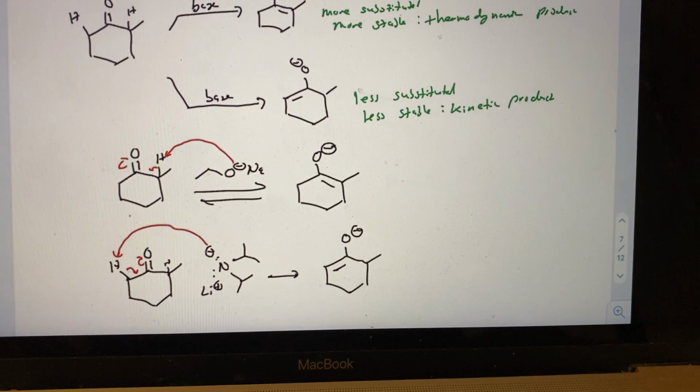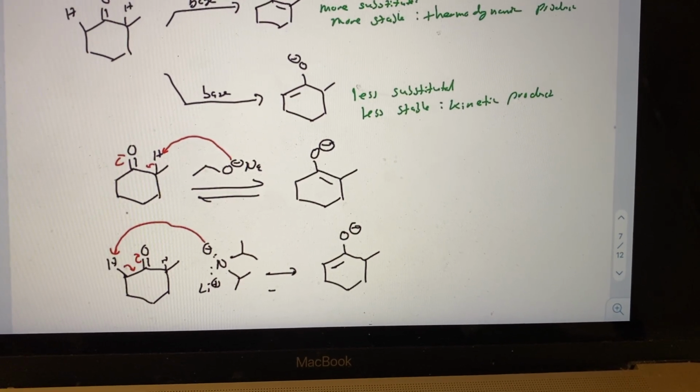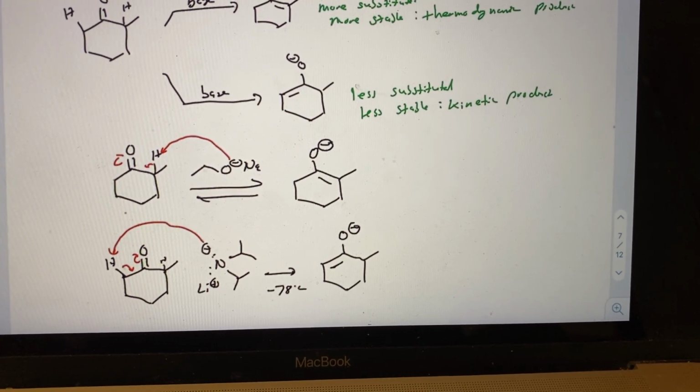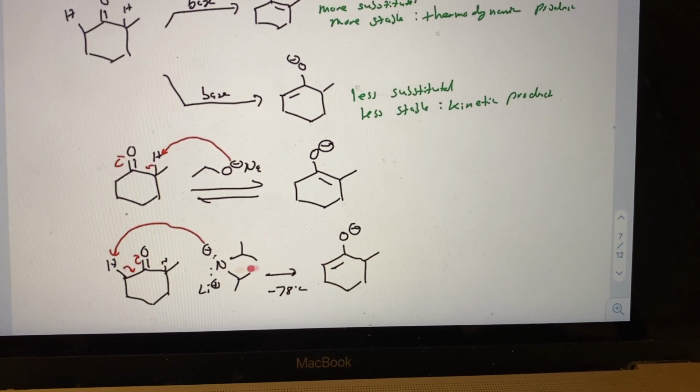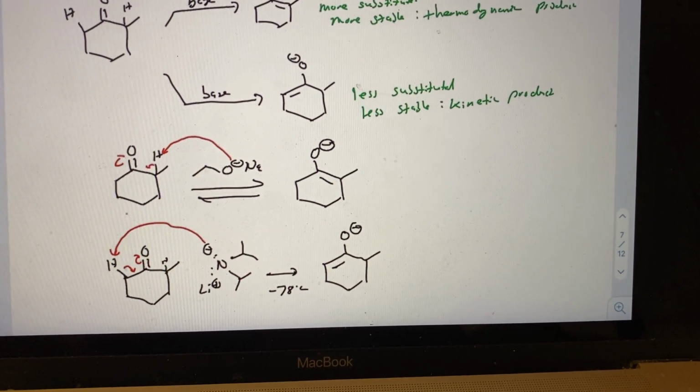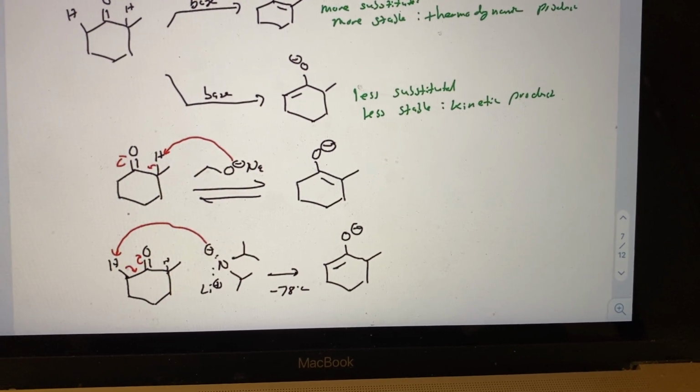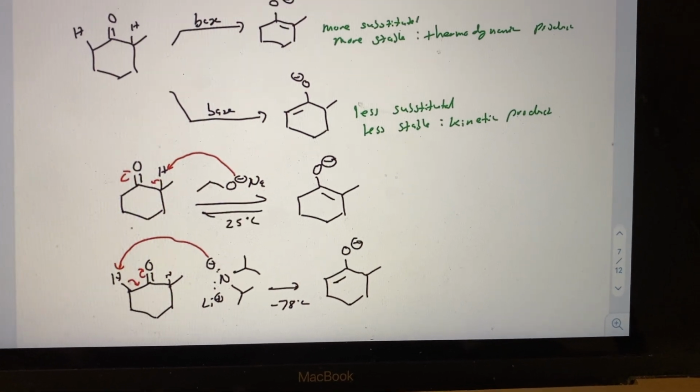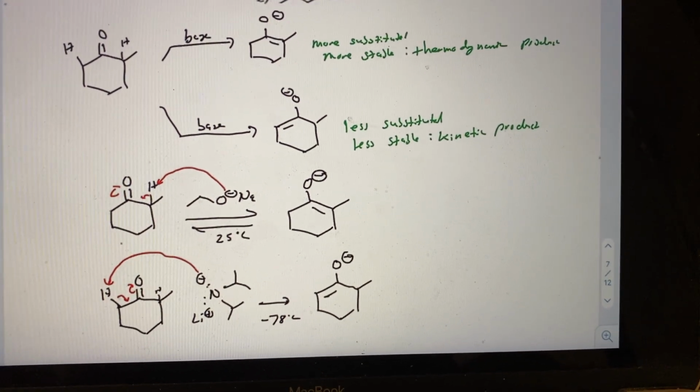On top of this, what we can do is lower the temperature to minus 78 degrees, so that's going to disfavor the reaction going backwards even more. Whereas to help promote equilibrium, we'll keep this around close to room temperature.